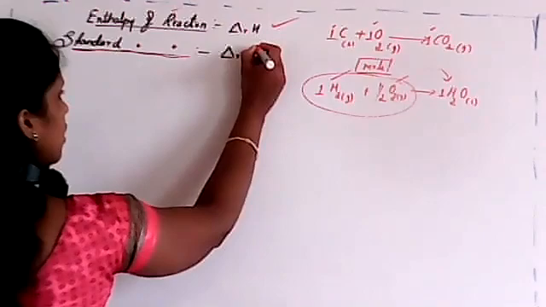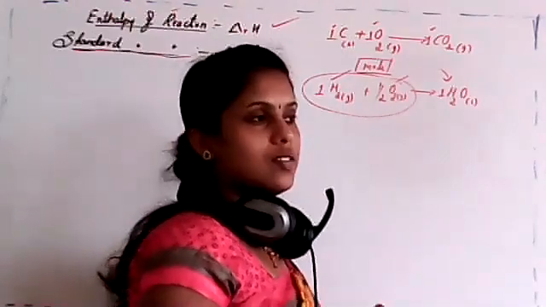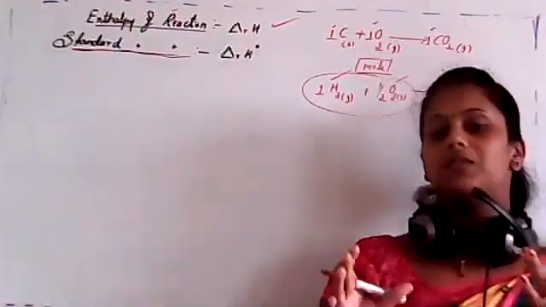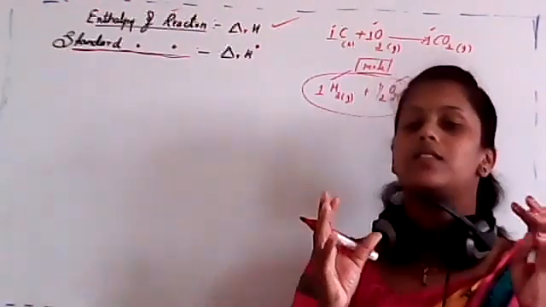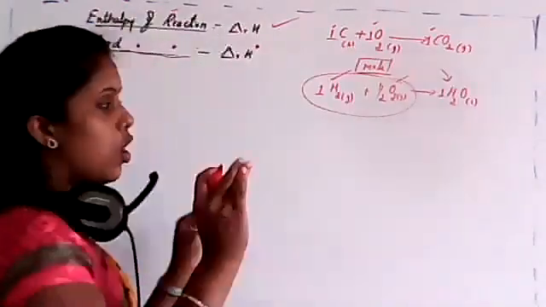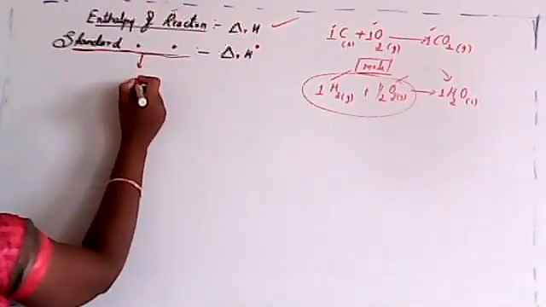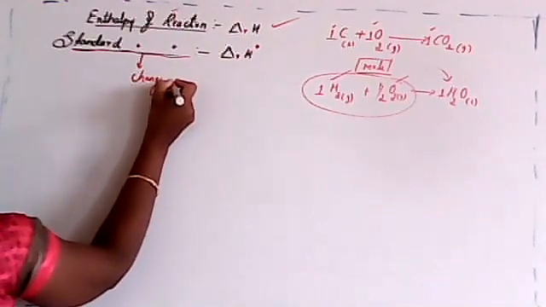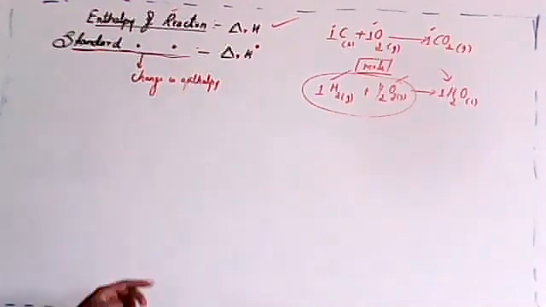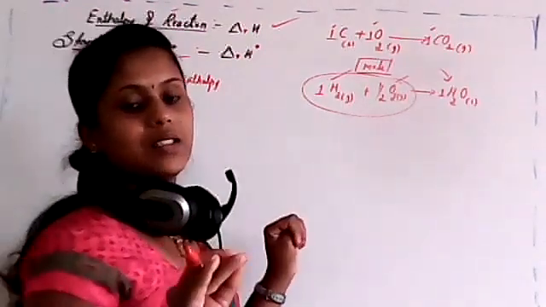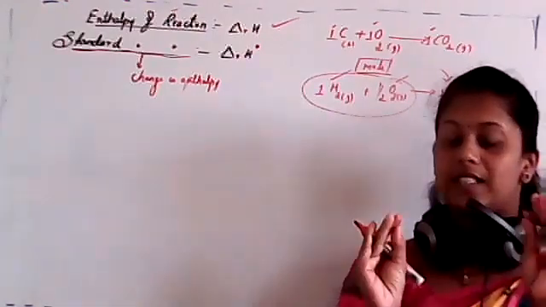We consider the standard here. So that is nothing but standard enthalpy of a reaction. What do you mean by standard? Whenever we are using the term standard in case of enthalpy, the state of all the reactants must be a standard state. The statement for this one is, it is the change in enthalpy that occurs when all the participating reactants and the products are in their standard state.